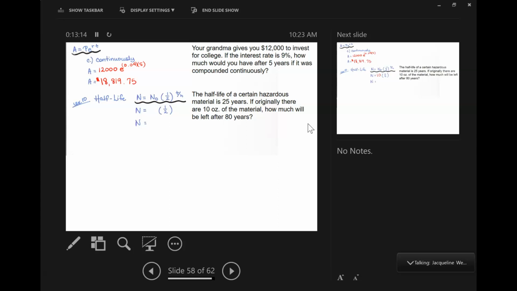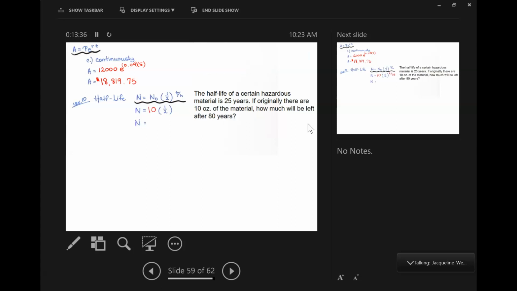So let's say that we're talking about something that's going to go into a landfill, okay? So let's say the half-life of a certain hazardous material is 25 years. If originally there are 10 ounces of the material, how much is going to be left after 80 years so that they can decide whether they were going to let me put it in the landfill or not, okay? So to begin with, what's my original amount? 10 ounces, and then T, my time, is going to be the number of years, like the 80 years.